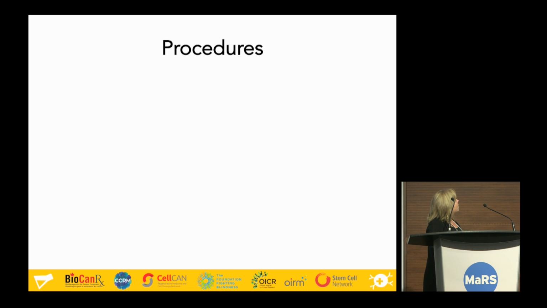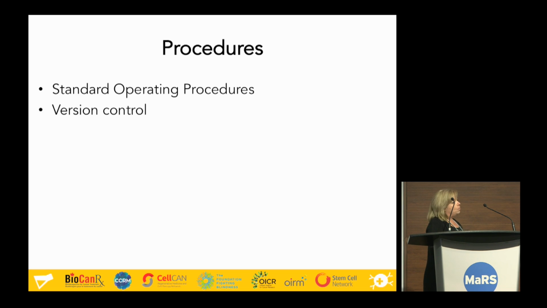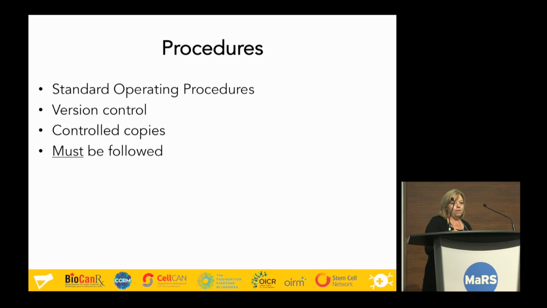So procedures, so SOPs, we have to have version control, and you do that so that you know that there aren't outdated SOPs out there floating around that someone might be able to follow the wrong procedure. So we do that through controlled copies, so someone is actually numbering copies, putting them out on the floor, making sure that the old version comes back before a new one goes out. They must be followed.